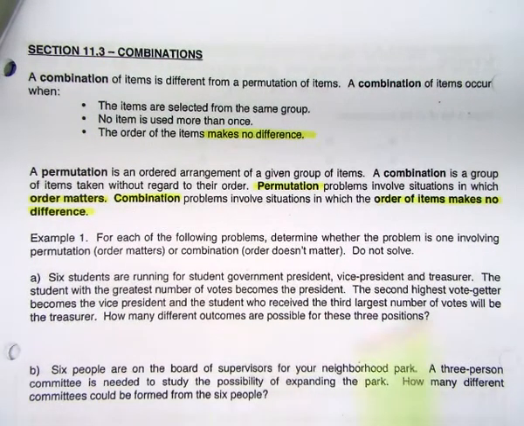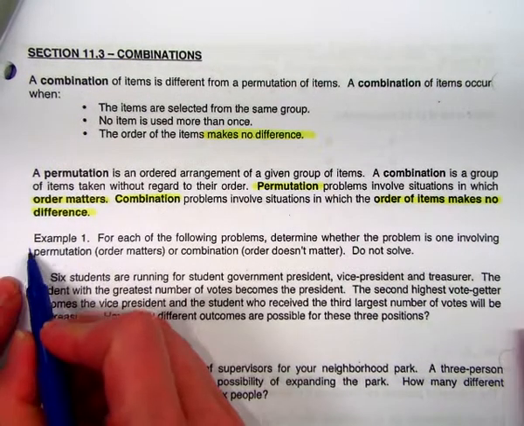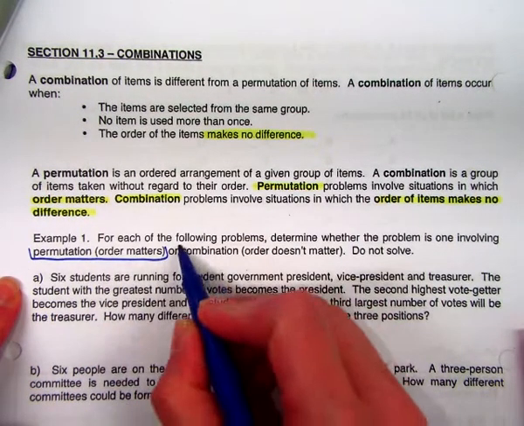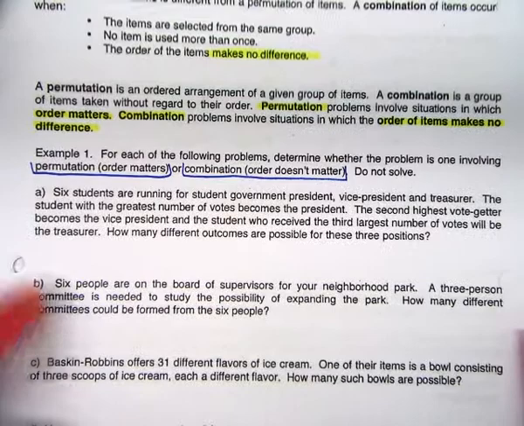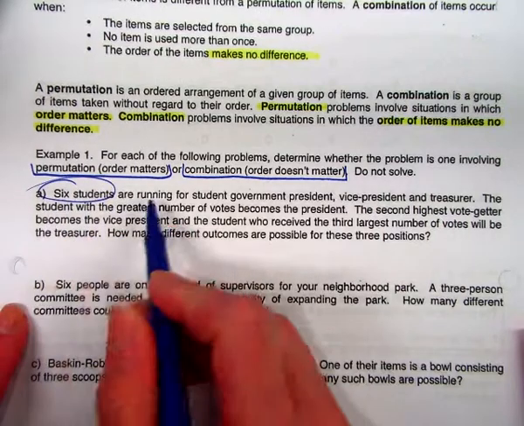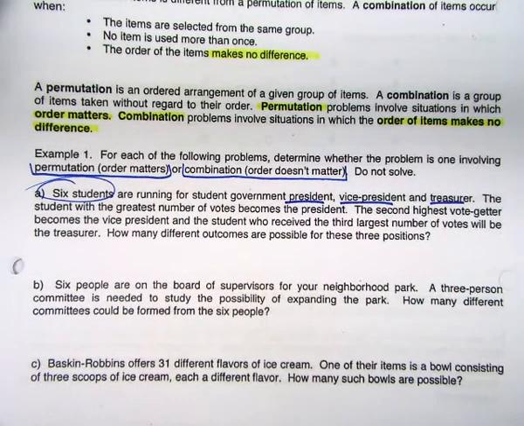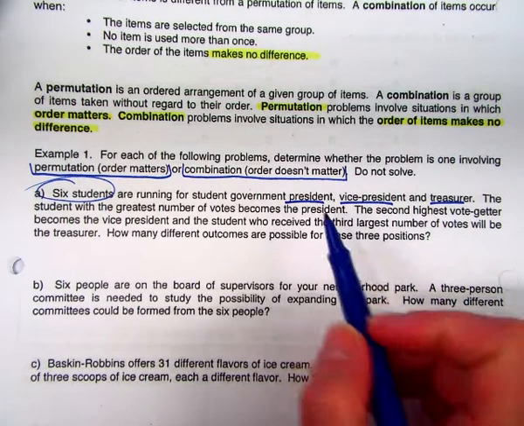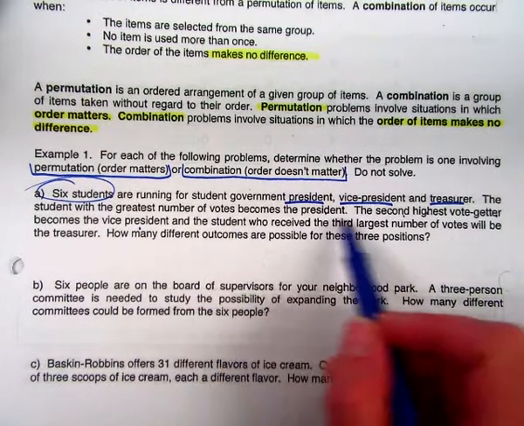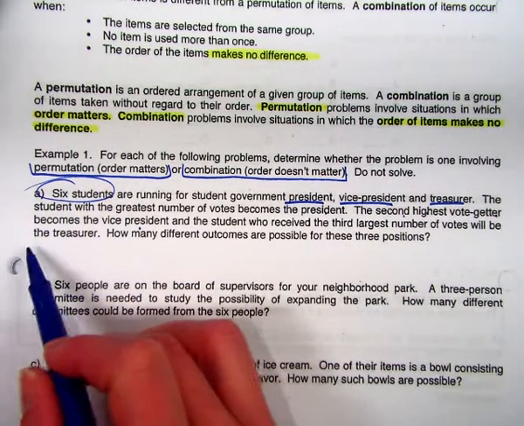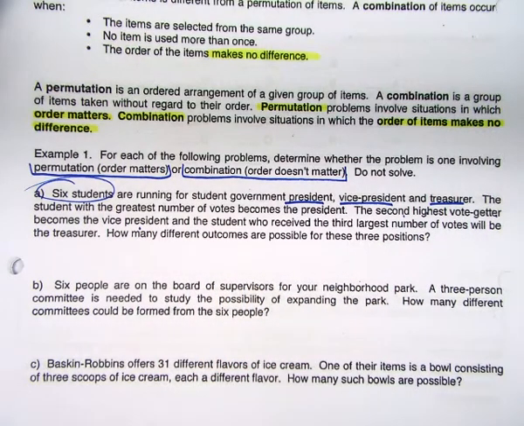Example 1. For each of the following problems, determine whether the problem is one involving permutation, where it matters what the order is, or combination, when the order doesn't matter. You don't have to solve it. Part A. 6 students are running for student government: president, vice president, and treasurer. The student with the greatest number of votes becomes the president. The second highest vote getter becomes the vice president. And the student who received the 3rd largest number of votes will be the treasurer. How many different outcomes are possible for these 3 positions?